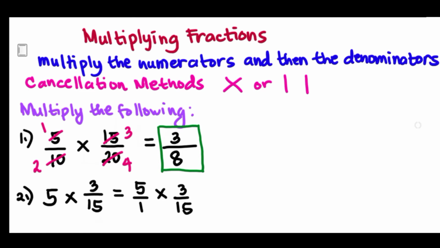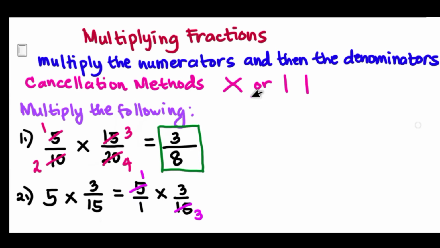So, inspect po natin kung meron pong pwede i-cancel. Dito muna kay 1 and 3. Wala na po kasi relatively prime na po yan. Wala na pong madidivide sa kanila maliban sa 1. About 5 and 15, meron pa po. So, divide natin by 5. 5 divided by 5 is 1. And then 15 divided by 5 is 3.